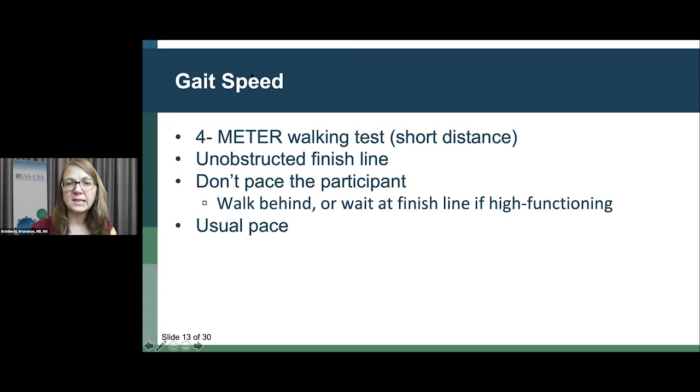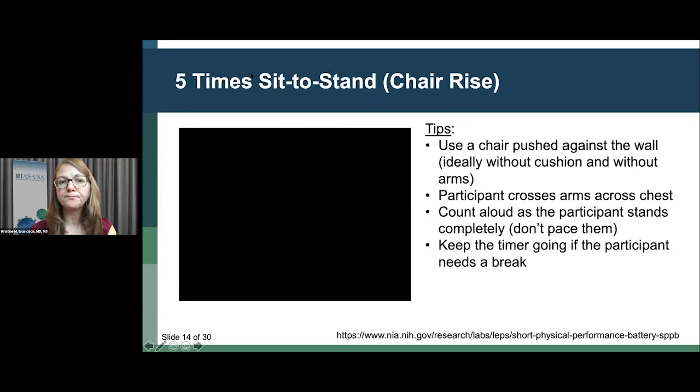For all of these tests, it's important that you're not pacing the participant when you perform them. So usually the observer will stand just behind the participant or at the finish line to watch their performance. And this is done at just a usual gait speed pace, so how they would walk across the room or into a clinic or down the sidewalk.